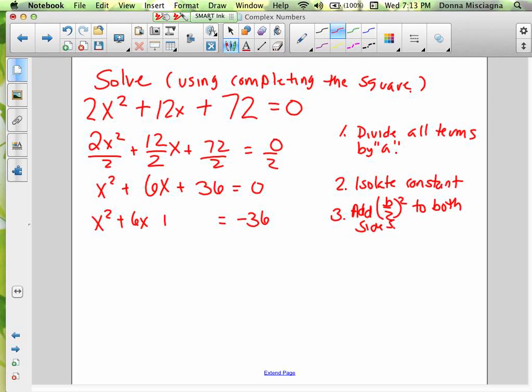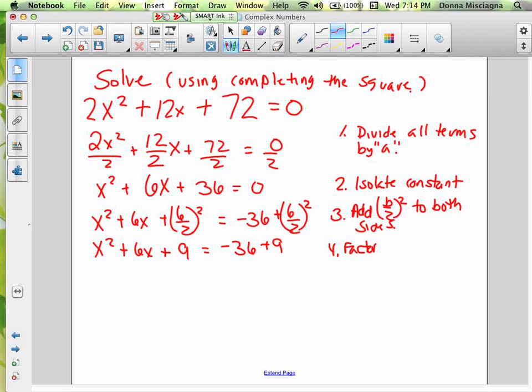So that gives us (6 divided by 2) squared plus (6 divided by 2) squared. All right, so on this side that's going to give us x squared plus 6x plus 6 divided by 2 is 3. 3 squared is 9. Over here we have negative 36 plus 9. So now we're going to factor on one side and simplify on the other.